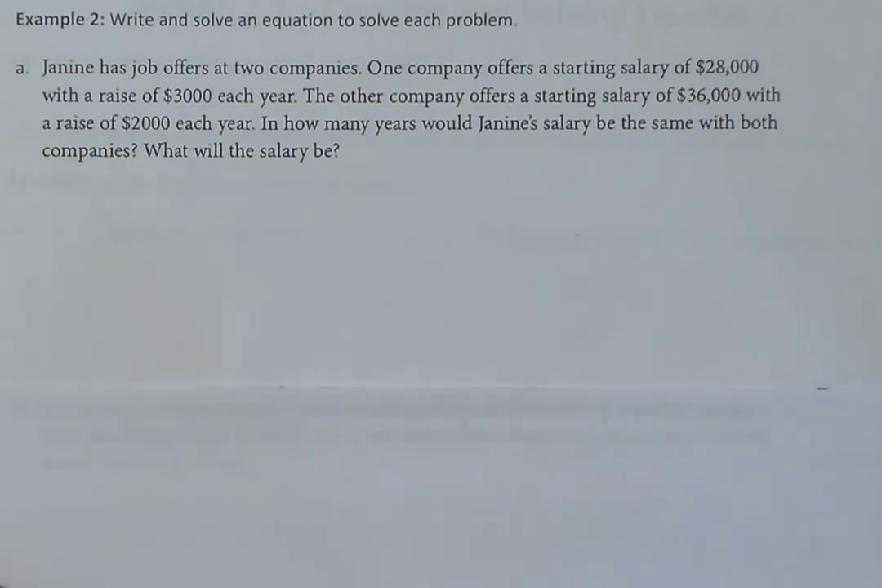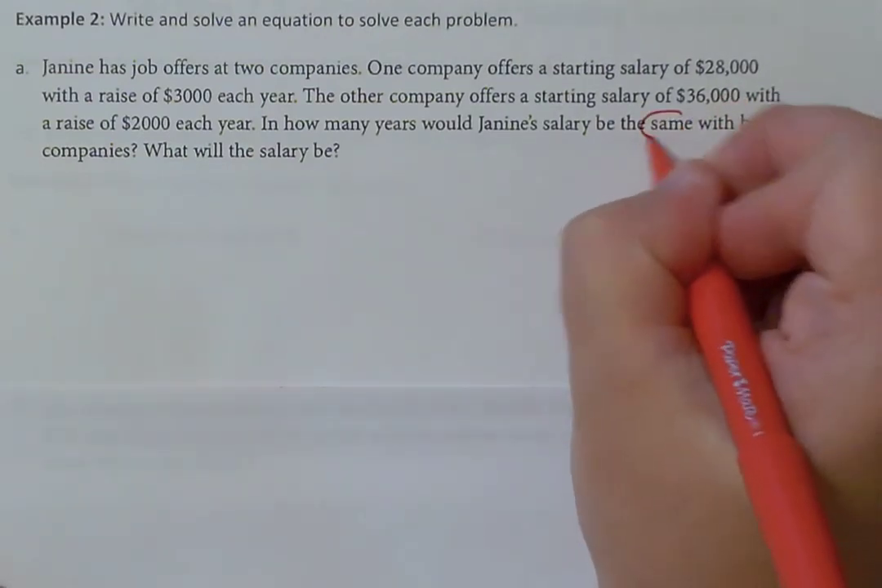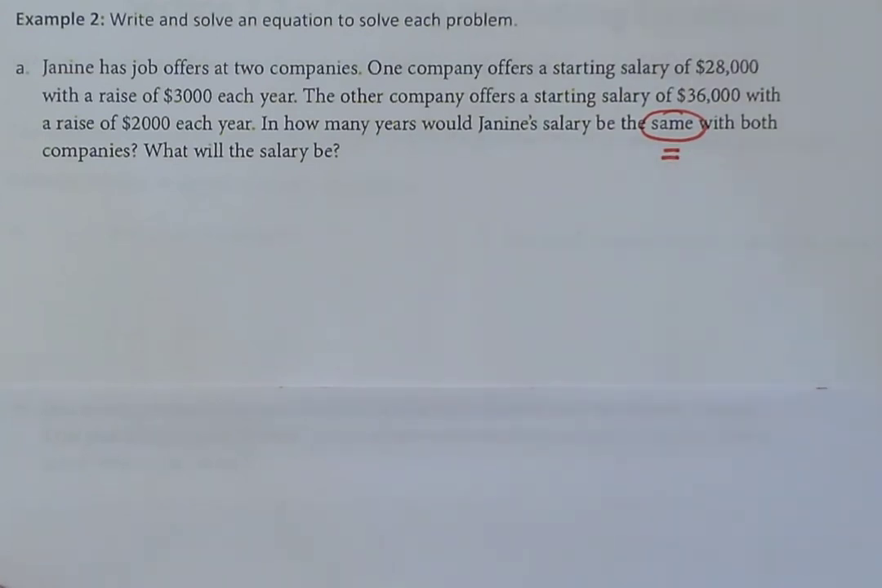So, first things first, when you get these comparing type problems, what's helpful to do is go through and write an expression for each company, and then because we want to know when they are the same, that means that we're going to set them equal to each other. Because that's what we're looking for. Same means equal. So we'll just set both expressions.